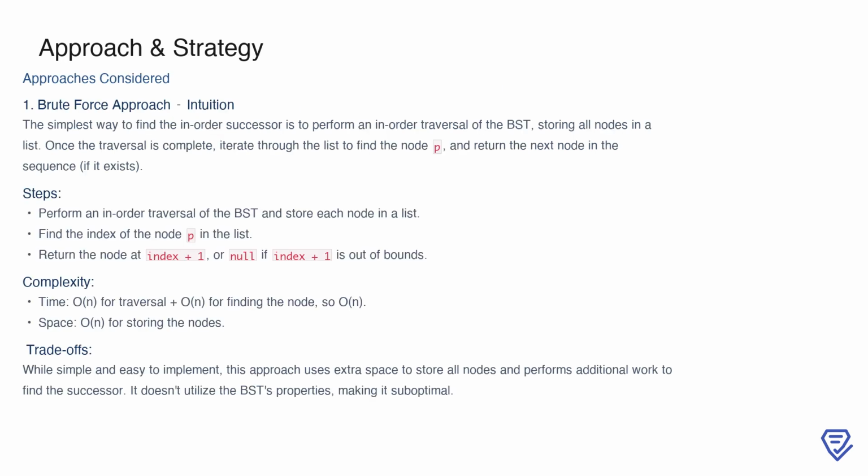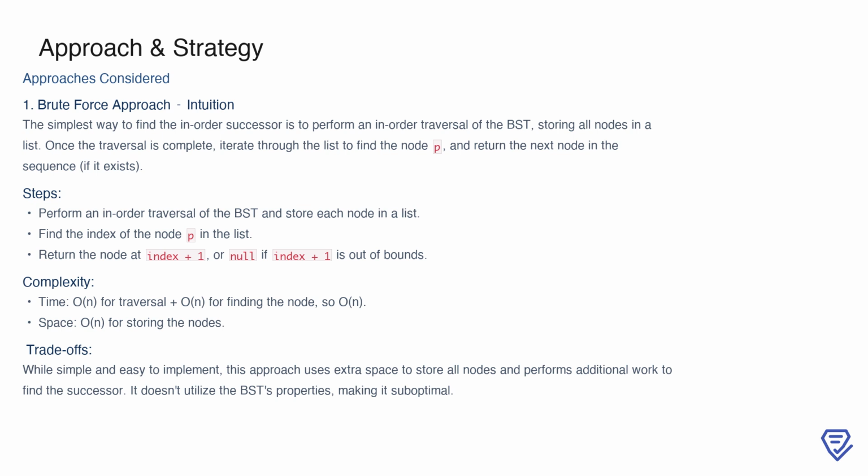To solve the problem of finding the in-order successor in a BST, one straightforward approach is the brute force method. The idea here is simple: perform an in-order traversal of the BST, which naturally visits the nodes in sorted order. During the traversal, we store all the nodes in a list. Once we have the list, we locate the node p in the sequence and return the next node, which would be the in-order successor.